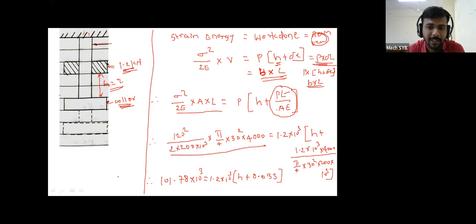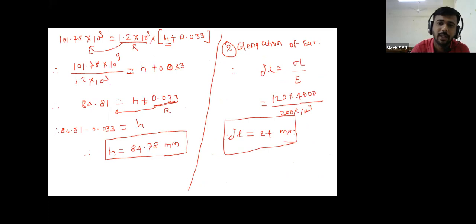Do the left side calculation separately, and calculate the value of H plus delta L separately. Take the unknown parameters to one side and then go for your required calculation. Don't do the direct calculation, as sometimes it will create a problem. If you are able to calculate the direct answers, no problem, but it should be correct. Okay, so this is the problem based on the impact loading condition.